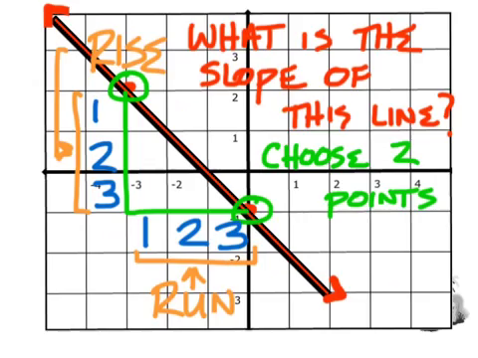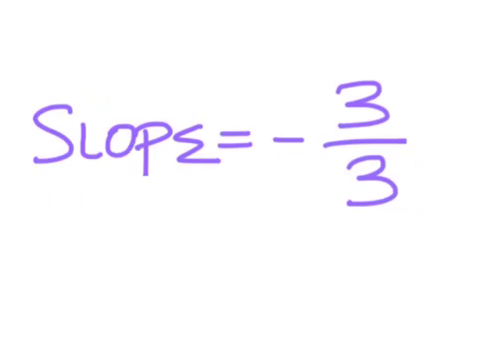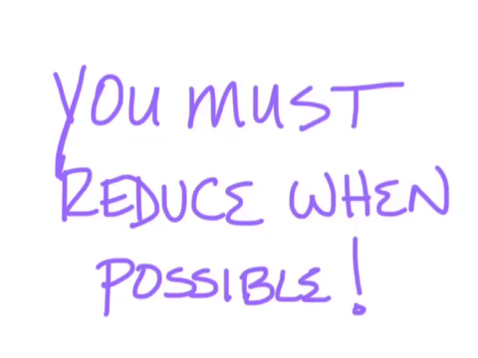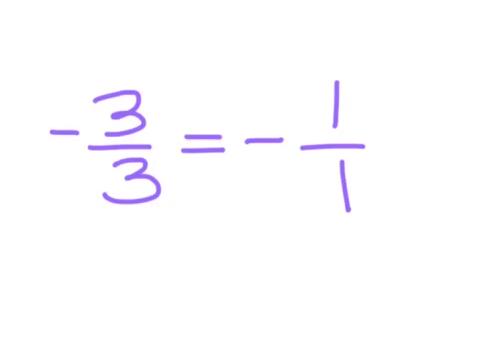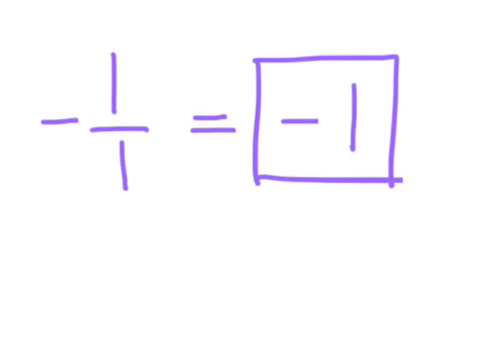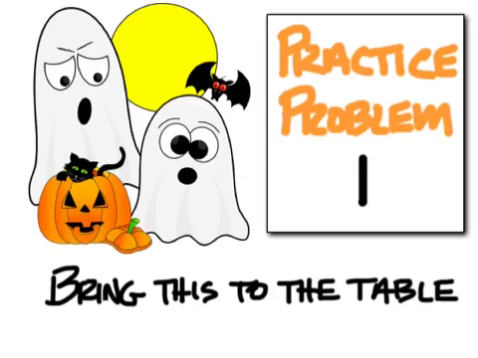Is that a positive slope or a negative slope? Negative. It falls to the right, so that would have to be negative. If the slope is negative 3 over 3, then you have to stop and do something else. You must reduce when possible. What would it reduce to? The slope would reduce to negative 1 over 1, but that's not the final answer. That reduces to negative 1. So the slope is negative 1.